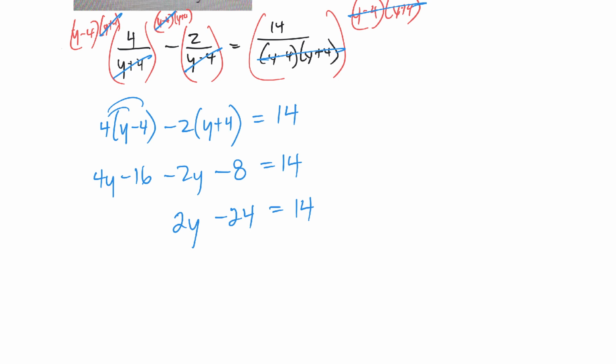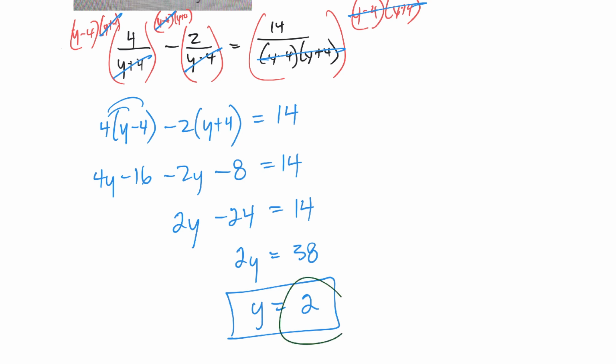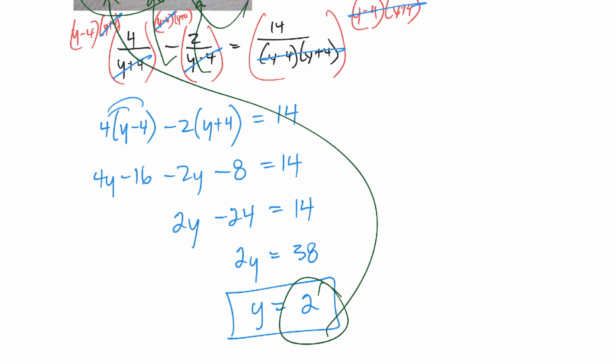I think that's right. Add 24 to both sides, and then divide both sides by 2. So my solution to that question would be 2. And you could take that 2 and plug it in there and there and there, and then just see if one side is equal to the other side. It should work. Okay, hopefully that helps.